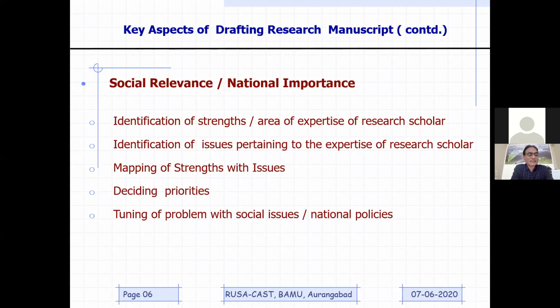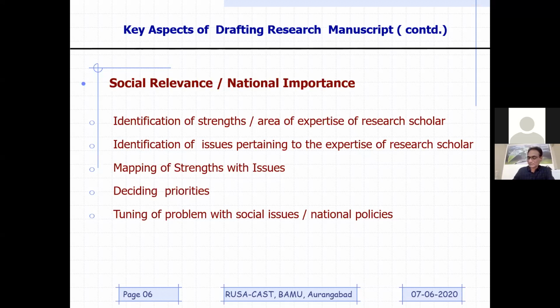For that purpose, I told you earlier also, but again I'm going to repeat the same thing, that in order to incorporate social relevance in your manuscript, first of all, what you need to do is your own SWOT analysis. Identify your strength, area of expertise, because unless you know your strength and your area of expertise, you will not be able to map it properly. Therefore, the very first thing that you need to do for this purpose is keep on writing your area of expertise. So you may have 2 areas of expertise, 3, maybe 4 or 5, whatever.